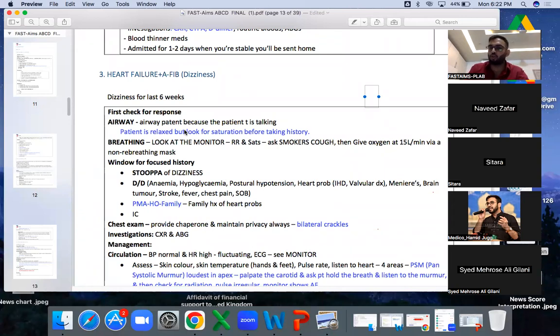Like oxygen saturation low, we have given the oxygen, and we will take the history. In that, we will come to know that he has atrial fibrillation and he's having heart failure. He will tell you that he's having a heart problem, and you will ask specific questions of heart failure, for example, pedal edema and all that. Then you will know about this case.